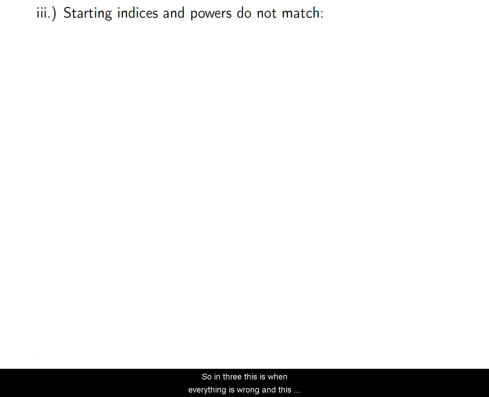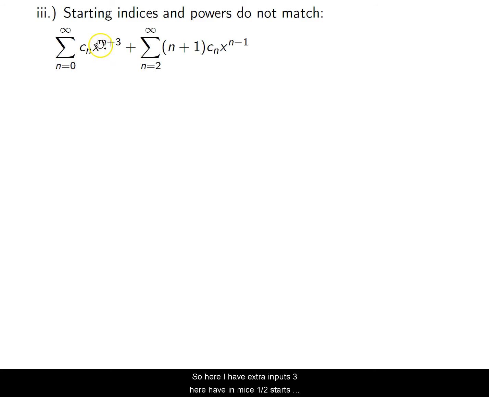So in 3, this is when everything is wrong. The indices don't match, the powers don't match. Here I have x to the n plus 3, here I have n minus 1. This starts at 2, this starts at 0. The powers aren't the same. This starts at x cubed, and this is going to start at just x.